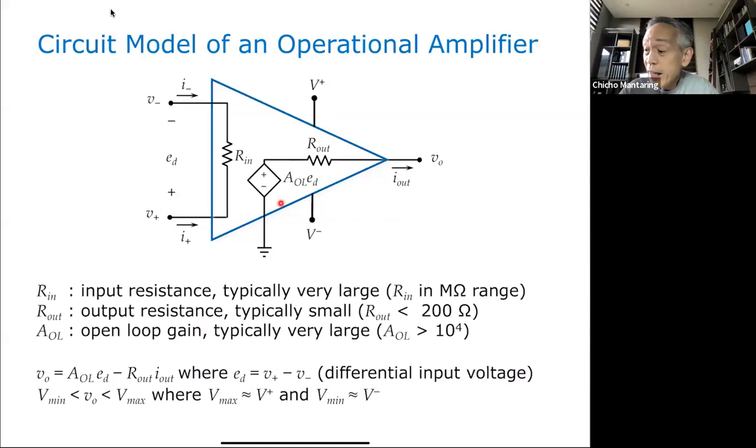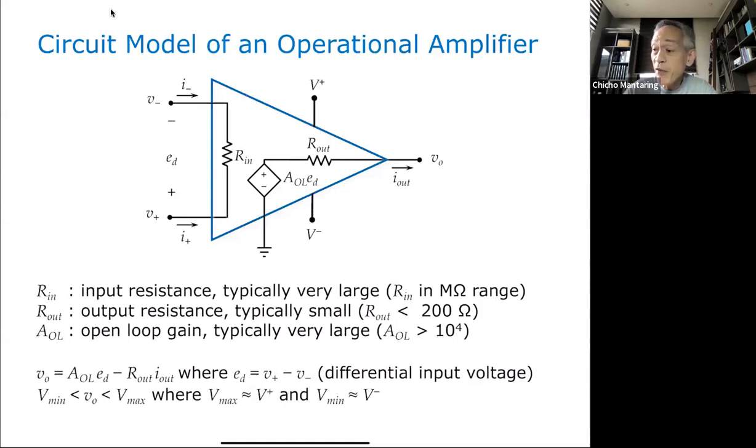The gain. So this is a voltage-controlled voltage source. So your constant here, AOL, is a gain. It is a voltage gain because your controlling variable is a voltage and your output is a voltage. So this is a voltage gain. The gain, we call this an open loop gain. The reason why we call it open loop gain, later on you're going to learn why. This is typically very large. AOL is typically in the 10,000s, 10 to the 4.